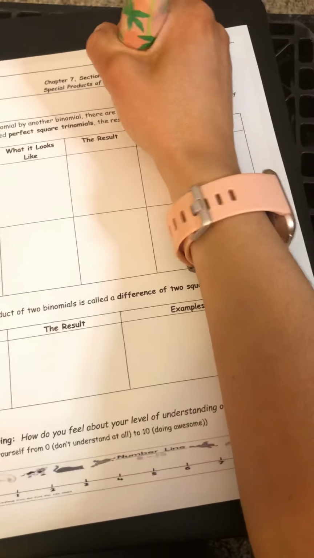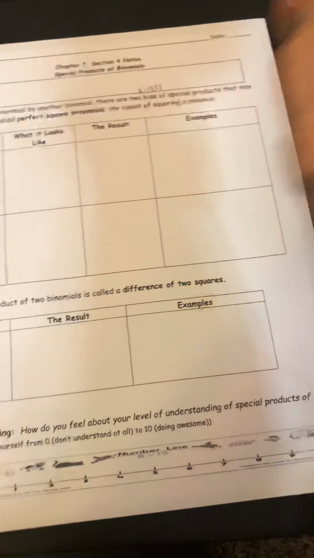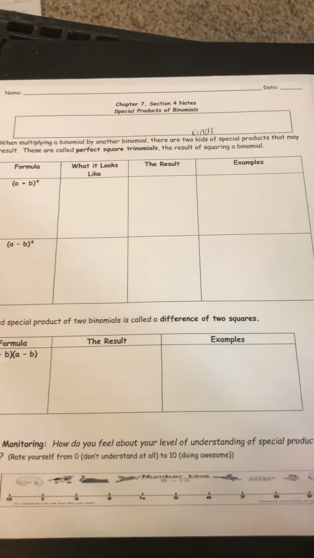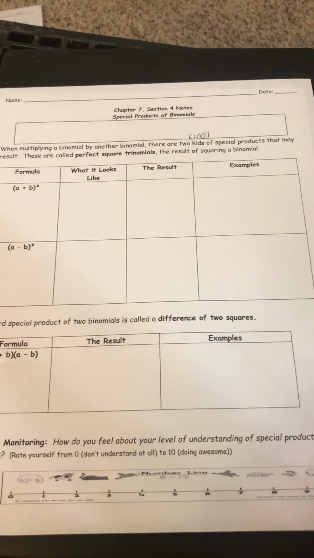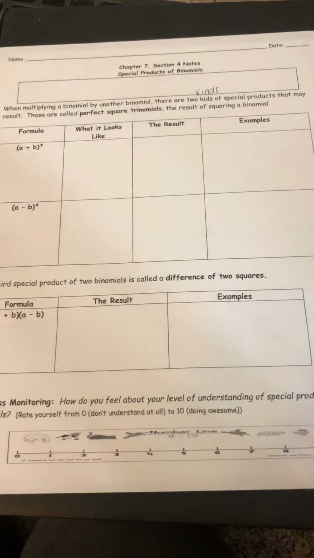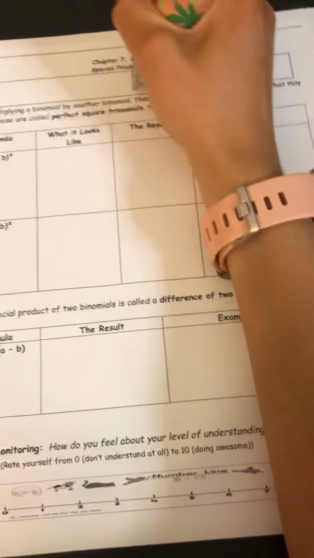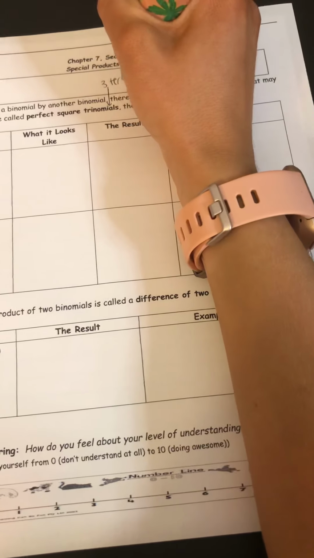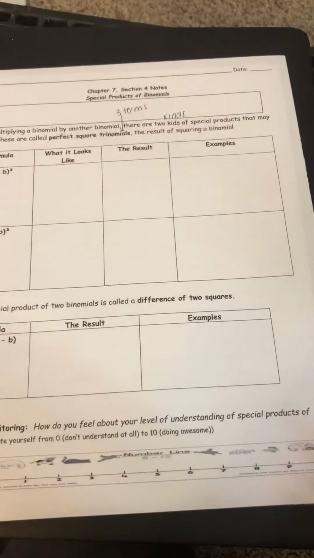It says kids. Let's make that kinds. Special products that may result. So these are called perfect square trinomials, the result of squaring a binomial. Now, a binomial is two terms, so that means a trinomial is three terms. Let's go ahead and write that down.